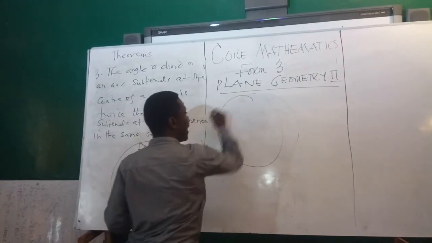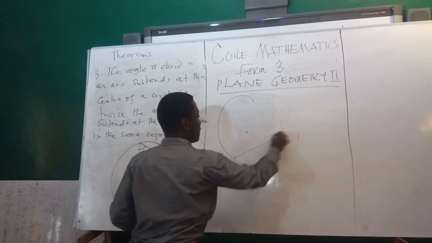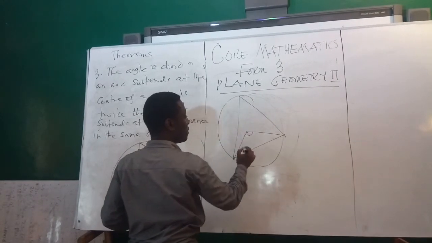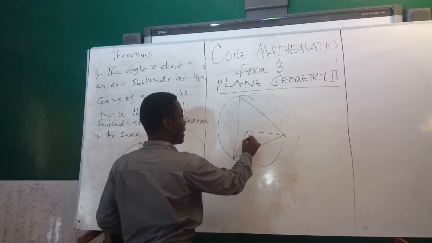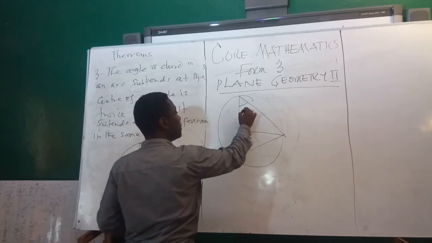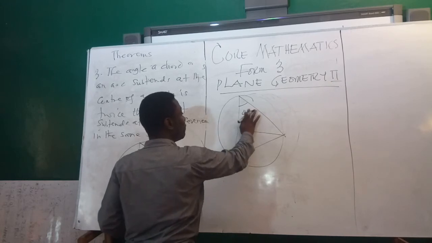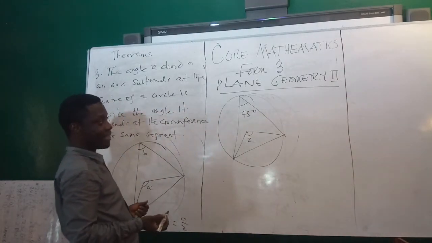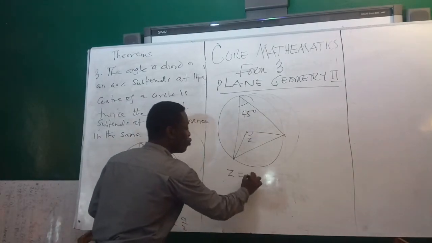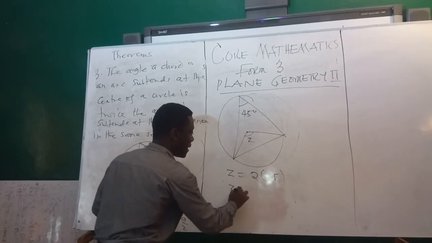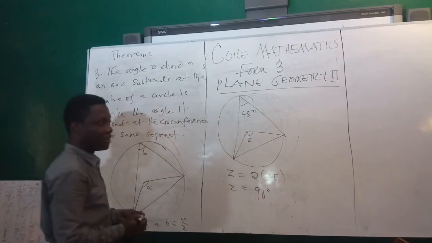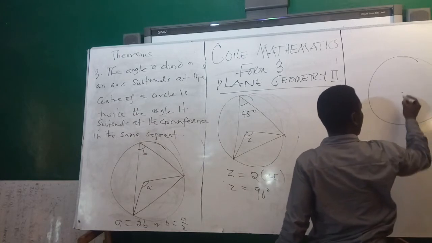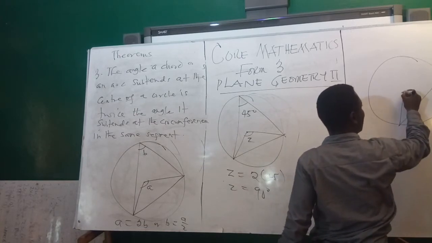So quickly, let me pick an example. So you could have something of this nature, where you had, let's say, a Z, and you had 45 degrees, and you wanted to find Z. According to the principle, your Z is equal to twice that angle there, which means that your Z will simply be 90 degrees.